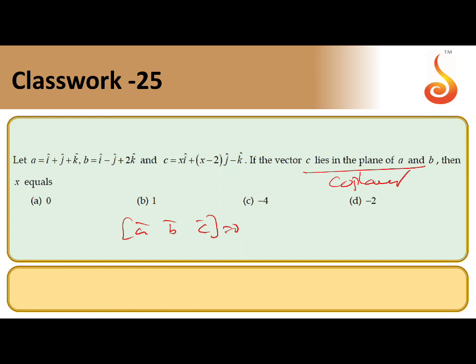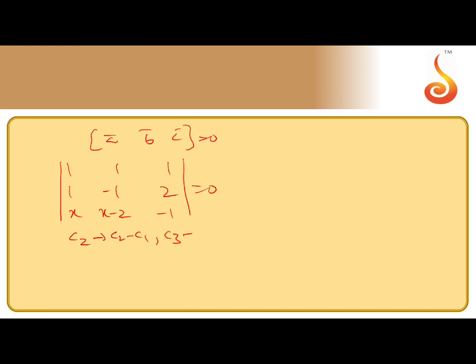So A is 1, 1, 1; B is 1, minus 1, 2; C is x, minus 2, 1. So box A, B, C equal to 0, since the vectors are coplanar. So box means the determinant with rows 1, 1, 1; 1, minus 1, 2; x, minus 2, minus 1 equal to 0. You can solve the determinant directly, or you can use the properties of determinants. So you can take C2 as C2 minus C1 and C3 as C3 minus C1. You can take anything, no problem.